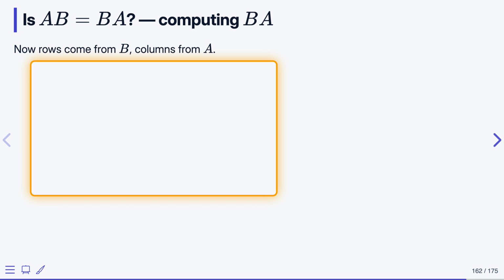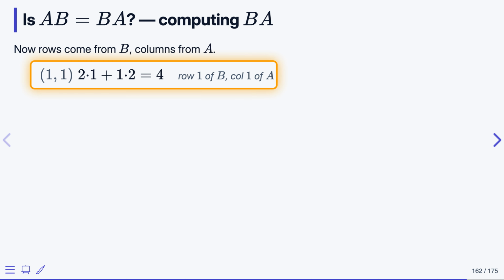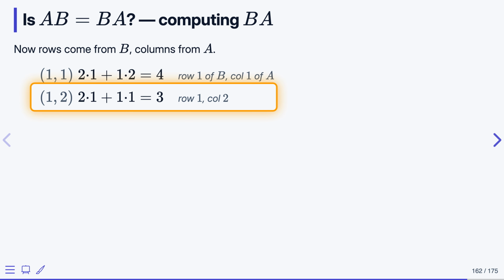Now B times A, the roles swap. Rows come from B, columns from A. Position 1, 1. Row 1 of B is 2, 1. Column 1 of A is 1, 2. 2 times 1 is 2, 1 times 2 is 2. 2 plus 2 is 4. Position 1, 2. Row 1 of B against column 2 of A, which is 1, 1. 2 times 1 is 2, 1 times 1 is 1.